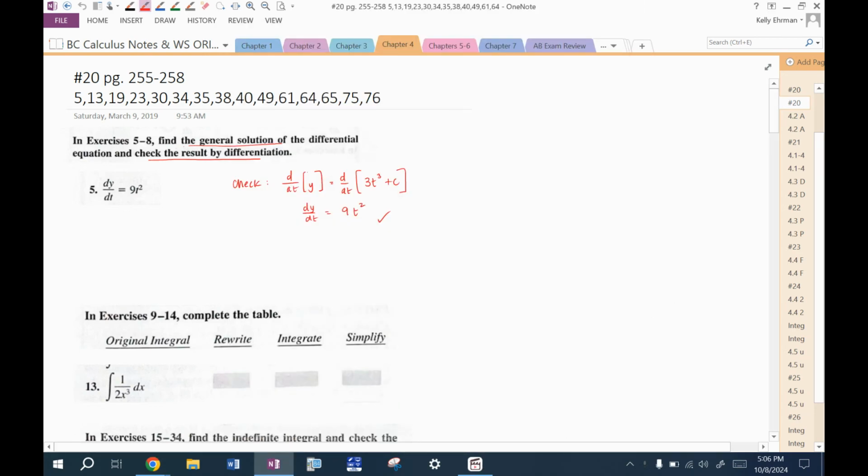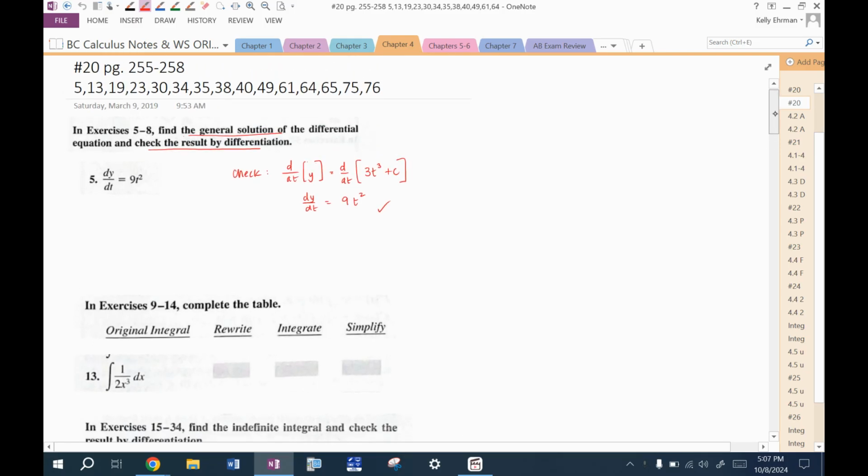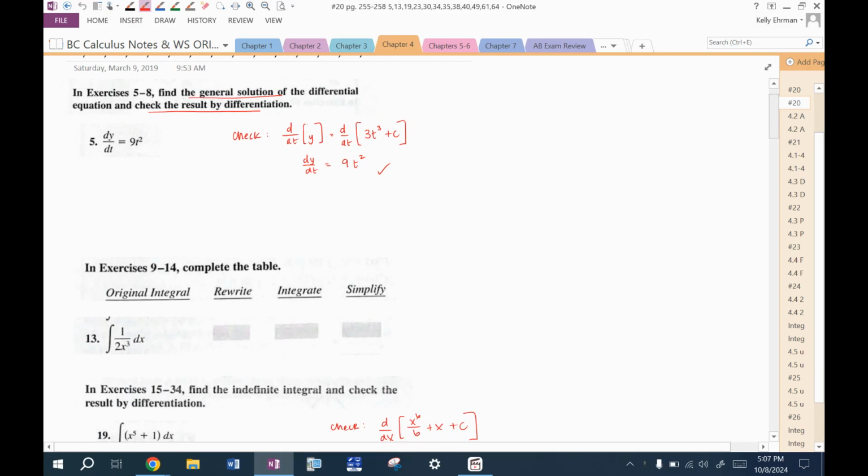All right, for homework number 20, this is just more practice doing what we started in 19, so more antiderivatives. Number 5 says find the general solution of the differential equation and check the result by differentiation. I left my check work up here. To be able to integrate here, I need to separate the dy and the dt. So it's going to be the integral of dy is equal to the integral of 9t squared dt. I just multiplied that dt over here.